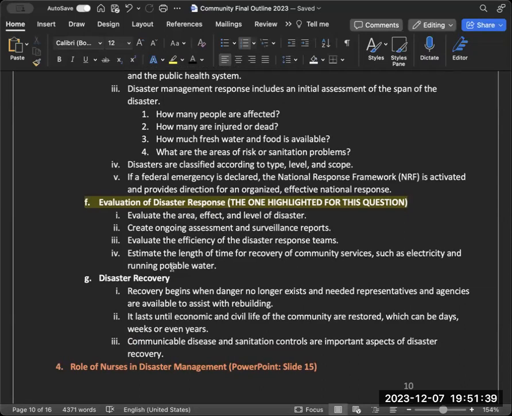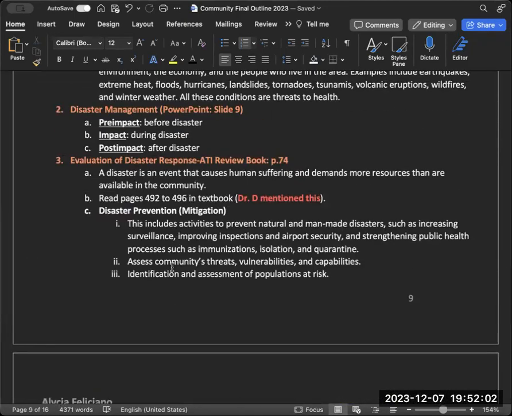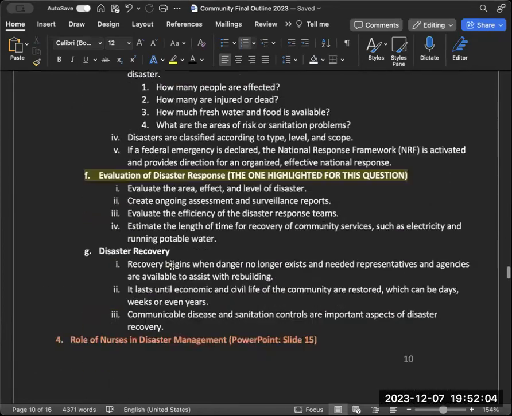So first we figure out what's going on, then we make an assessment. Then we will evaluate the efficiency of the disaster response teams. And then the fourth thing that we do is estimate the length of time for recovery of community services such as electricity and running potable water. That is the section that she wants us to remember. But like I said, I added a little bit more.